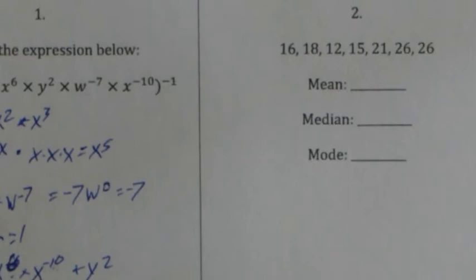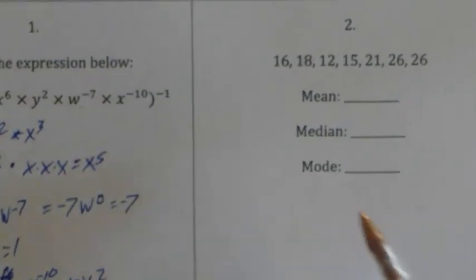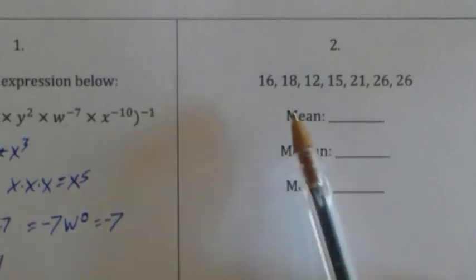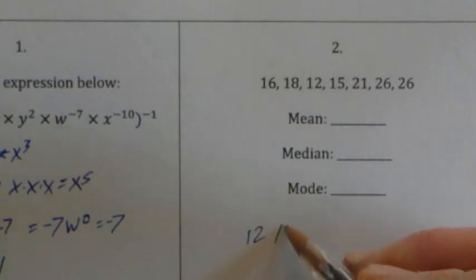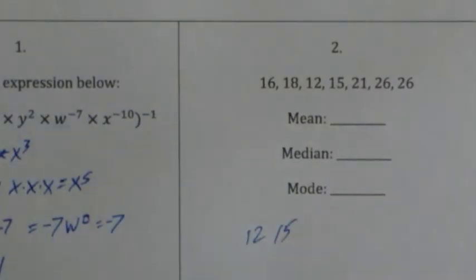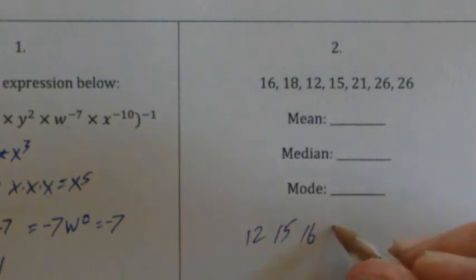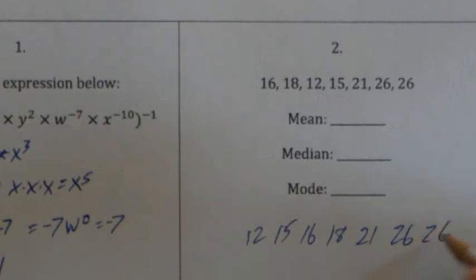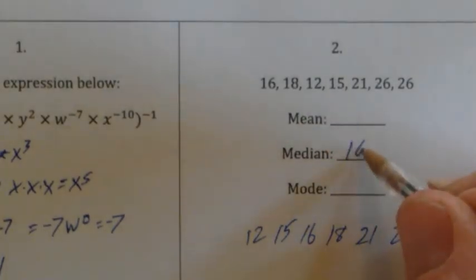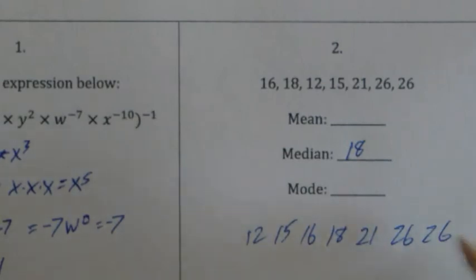Okay, going on to number 2. Mean, median, mode. You know what we do? We'll skip the mean, we'll do the median, we put them in order. 12, 15, 16, 18, 21, 26, 26. And we take the middle one. Well, there's 7, so that means 3 smaller, 3 bigger. The middle one's 18. When there's an odd number of entries, you take the middle one.